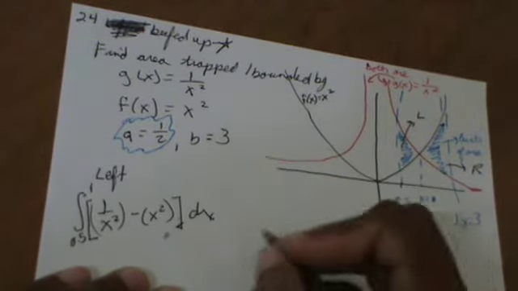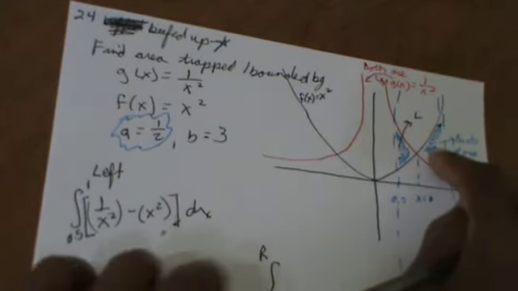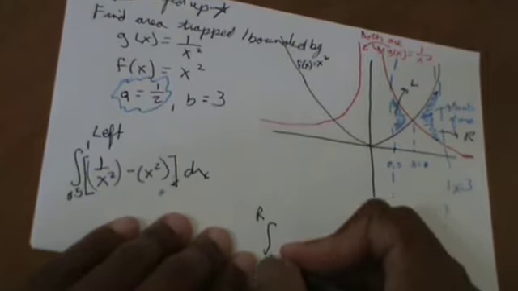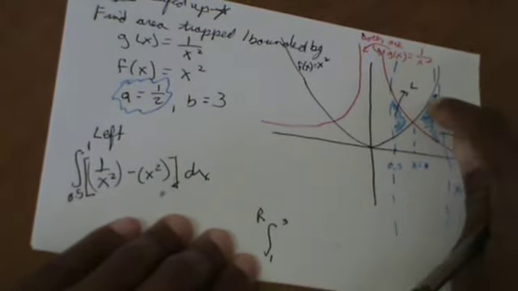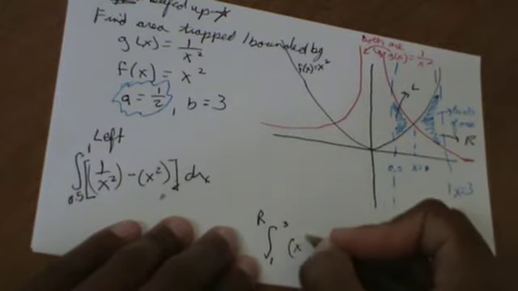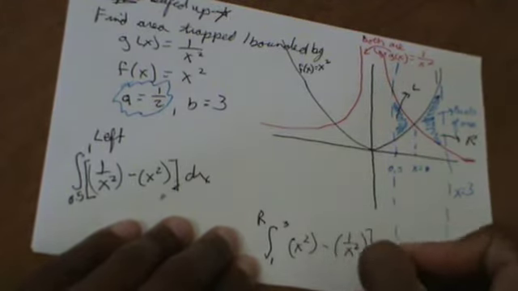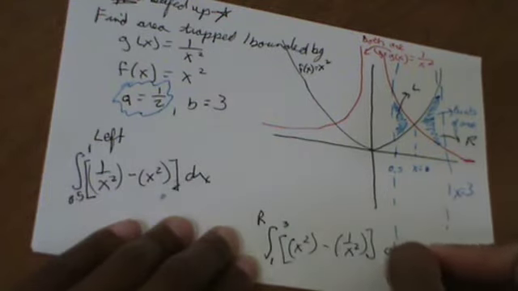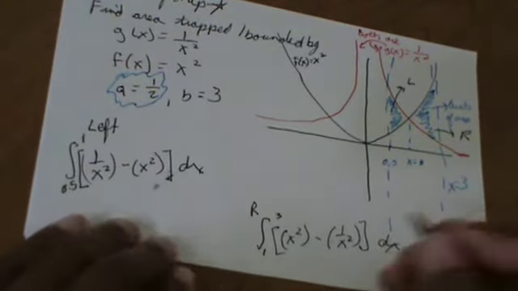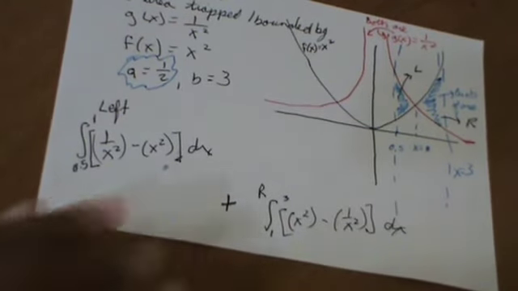Okay, now we also have a right piece. Now I'm not going to put them on the same level because I want you to see that they are separate. This right piece is the one we already calculated. That one starts at 1 and ends at 3. And in that case, notice what's on top. It's the x squared that's on top. And the 1 over x squared is underneath. We're going to find those and then we'll add them. They are separate calculations.